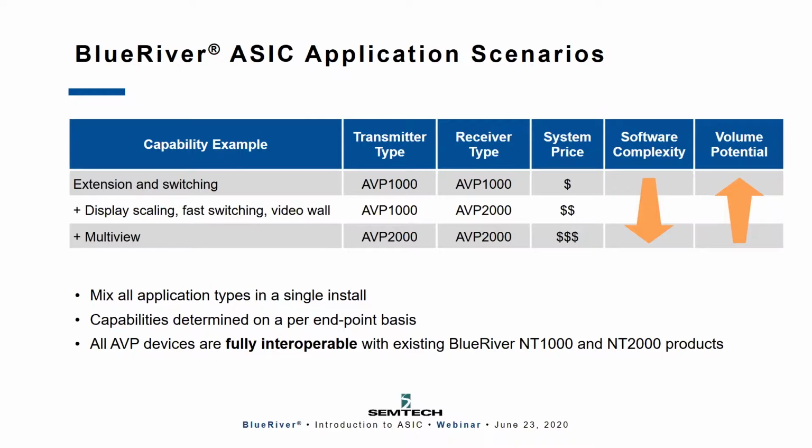And you can mix and match these applications all in a single install. So some of your transmitters might be 1000 based, some might be 2000 based. It really depends on your capabilities that you need on an endpoint basis. And the key one here is that all AVP devices are fully interoperable with existing BlueRiver NT1000 and NT2000 based products. So you can augment existing installs with ASIC based products without changing any of the software or even disrupting the operation of that install.